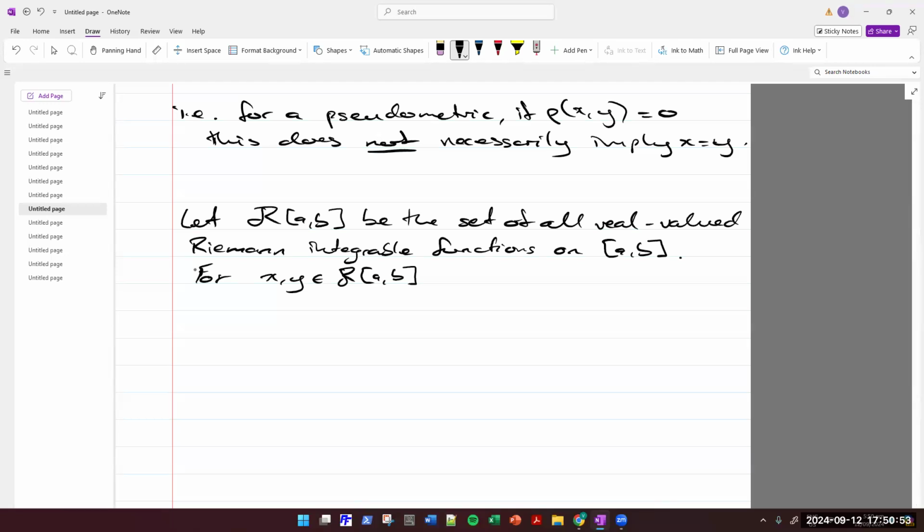But for 2 points in the space, we're going to define, let's use D. So we'll stick to D. D of x, y to be, we're going to subtract them, take the modulus of that, then integrate it from a to b.